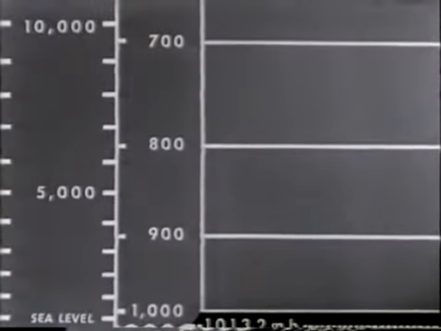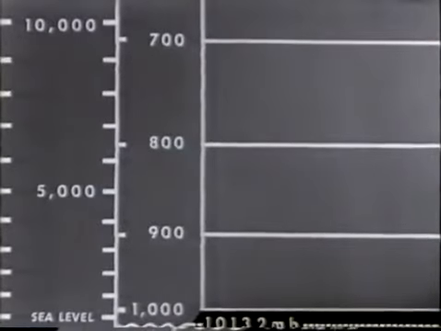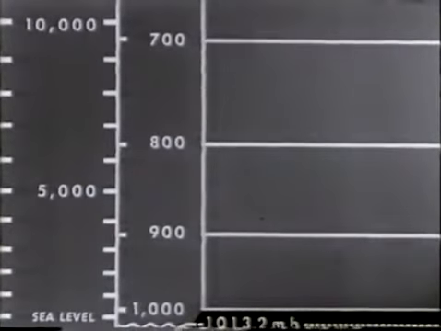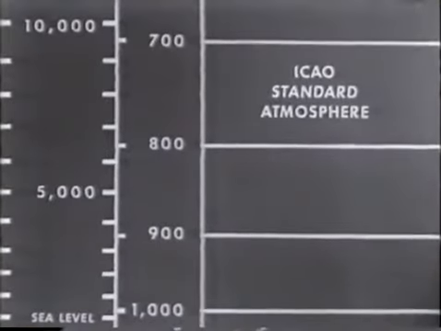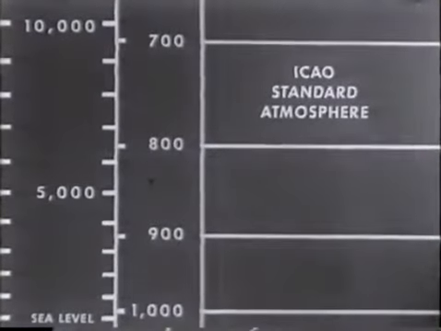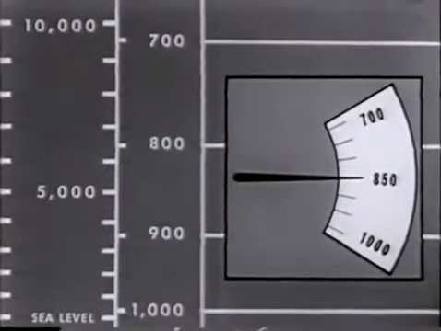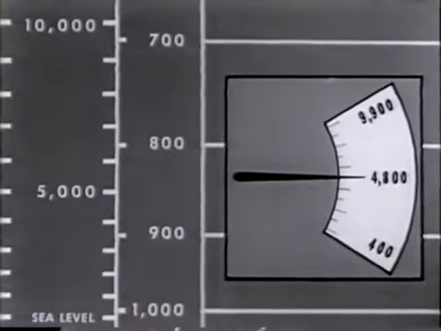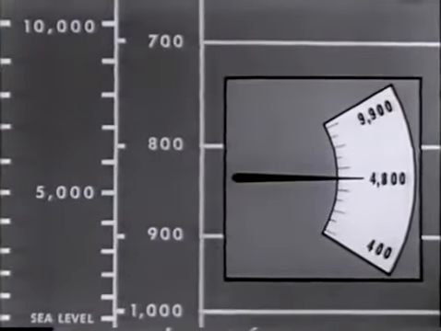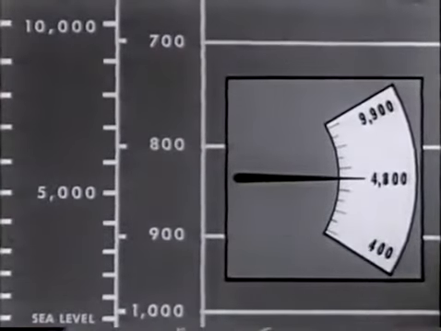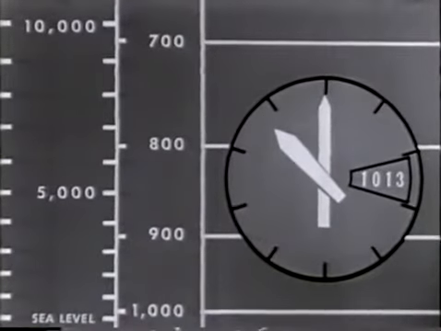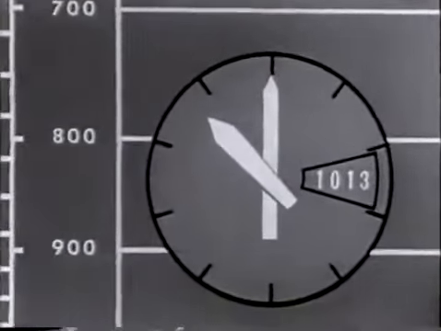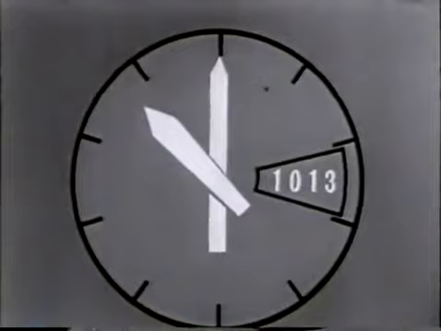This assumed constant atmosphere is representative of the average atmospheric conditions found in many parts of the world. It is known as the ICAO standard atmosphere. Here is our pressure instrument. We can now convert it to a height indicator. All aircraft altimeters are calibrated in this way. They thus provide consistent height indications for any given pressure.